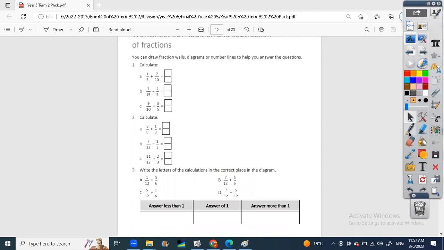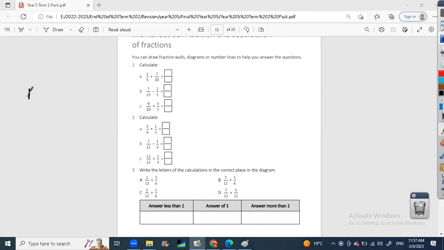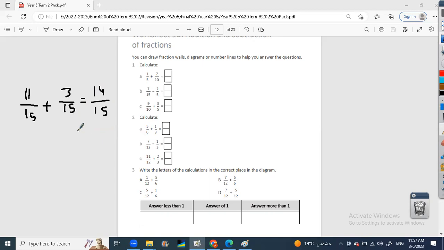Okay, first thing that we need to know is when I add a fraction, for example, if I have 11 over 15, and I want to add to it 3 over 15, the answer at the end is going to be what? Well, Mr., the denominators are the same. The answer at the end is going to be 14 over 15. What? Mister, isn't it supposed to be 14 over 30? No, the denominators are not going to change. So here is 15, 15, 15.